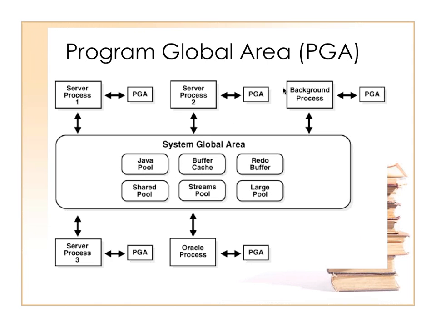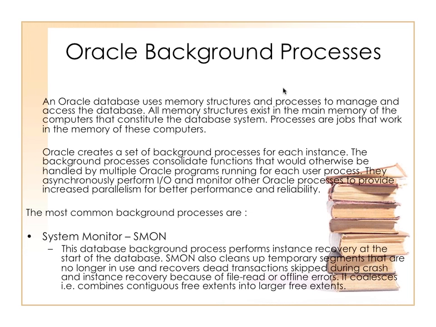I'm going to come back to program global area, but I wanted to show this from a diagram perspective. As we get deeper into the semester, you'll really understand what's part of that, what the Java pool really is from a system global area, and what I mean when I say redo buffer. But right now, I'd like to continue and talk a little bit more about background processes.